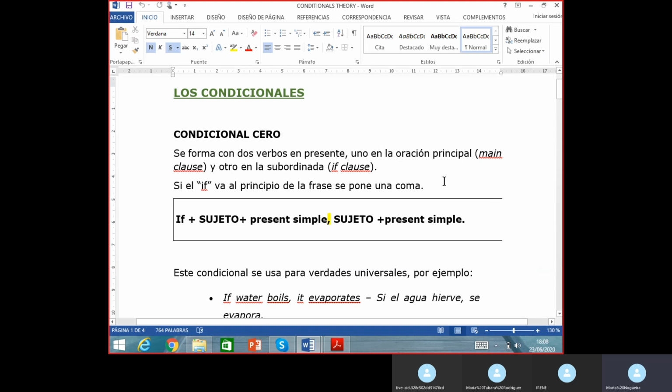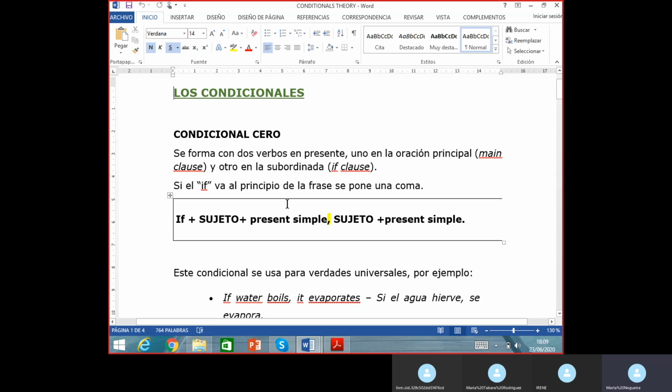Conditional 0 is formed by, well, first I'm going to be telling you about the conditionals. We've got a condition. That is why it is called conditional. If something happens, if something doesn't happen, if a condition happens, something else will happen or not. So that is the condition. And we've got the main clause and the subordinate clause, which is the if clause. Clause is what we call in Spanish oración. So we've got a sentence and then we've got clauses. In all of the conditionals, if the if clause goes at the beginning like this, we're going to put a comma. This is very important. And if we put it the other way around, we don't need the comma.